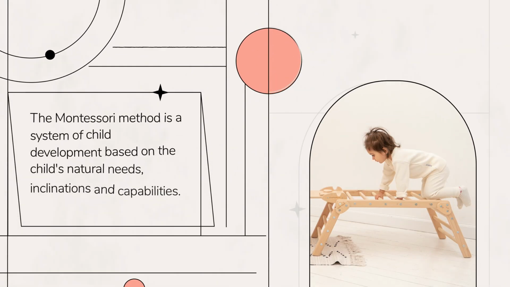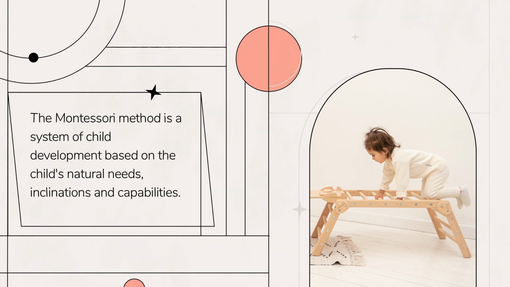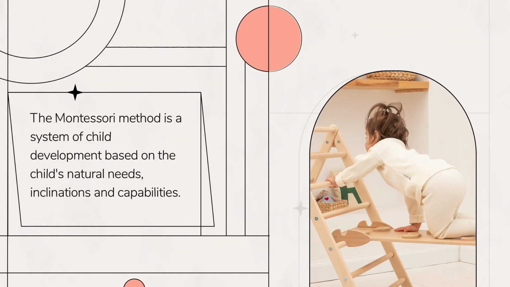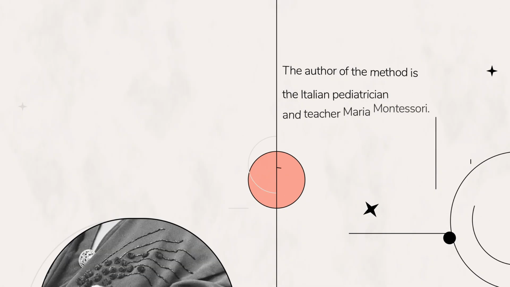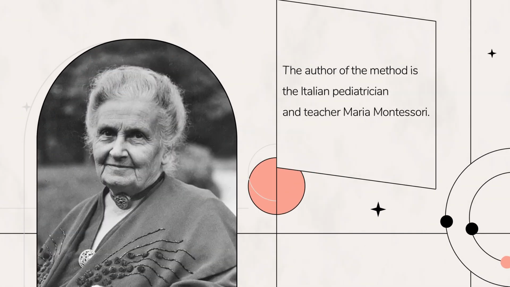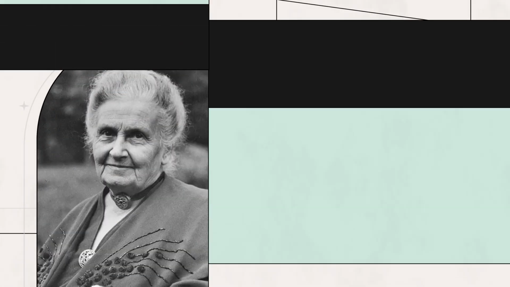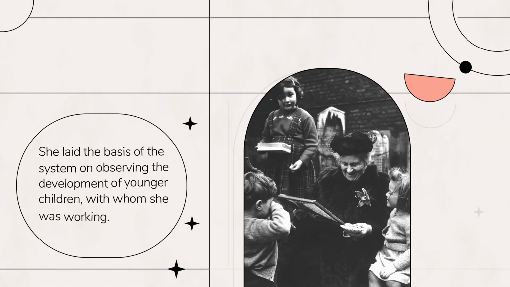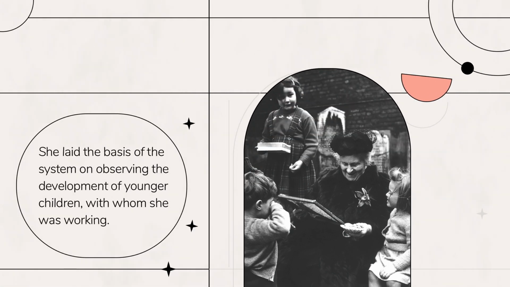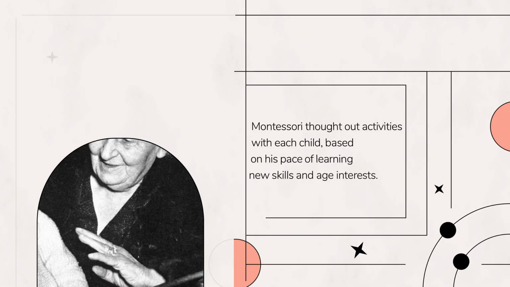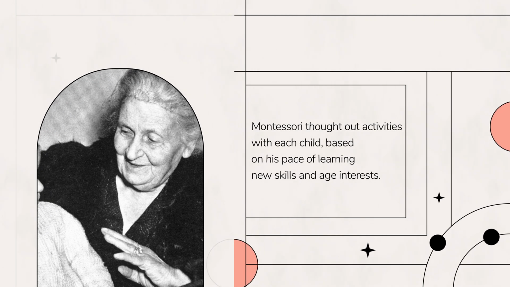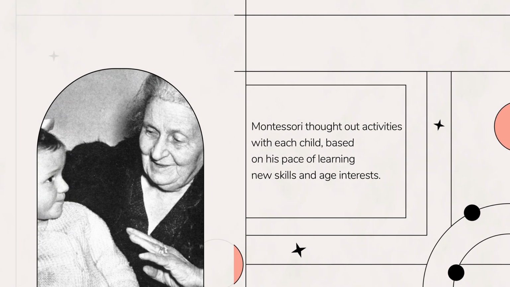The Montessori method is a system of child's development based on the child's natural needs, inclinations and capabilities. The author of the method is an Italian pediatrician and teacher Maria Montessori. She laid the basis of the system on observing the development of younger children with whom she was working. Montessori set out activities with each child, based on his pace of learning, new skills and age interests.